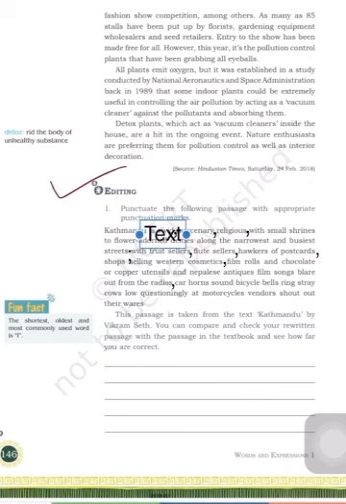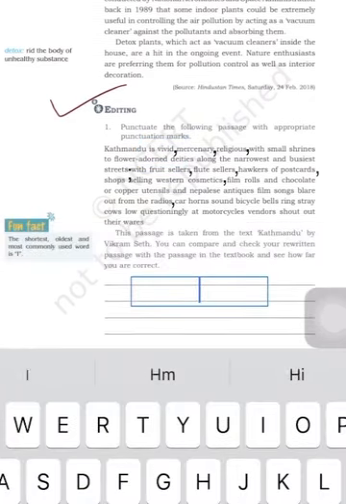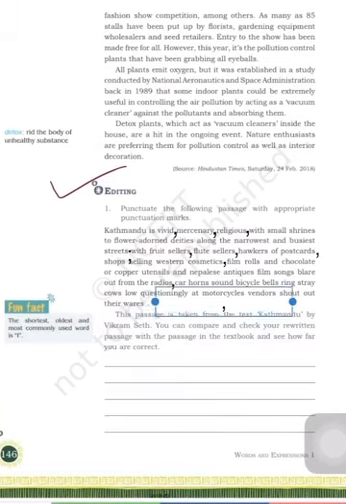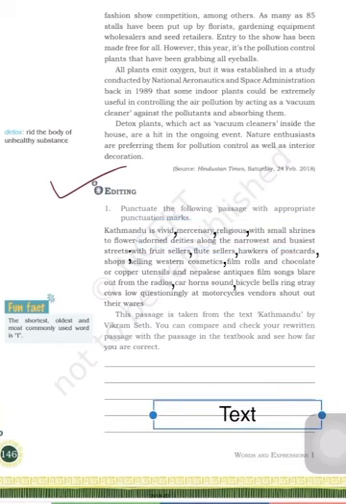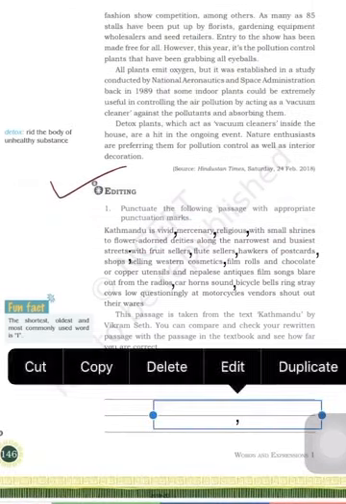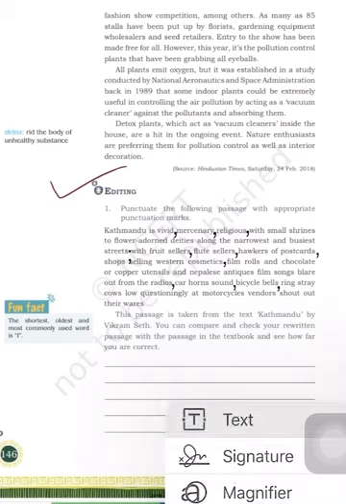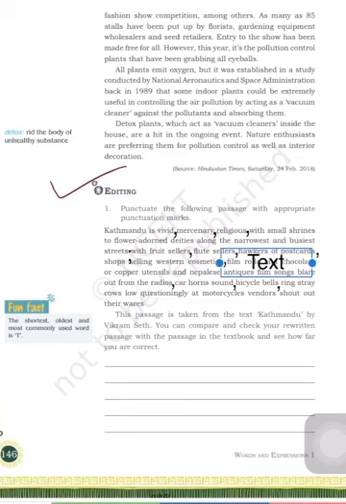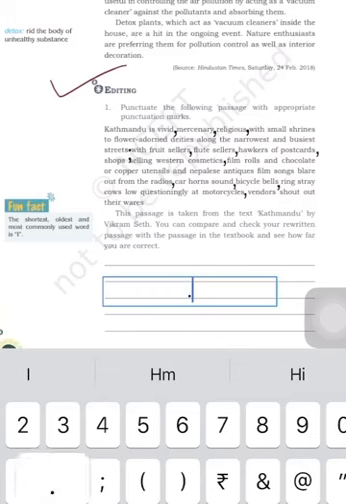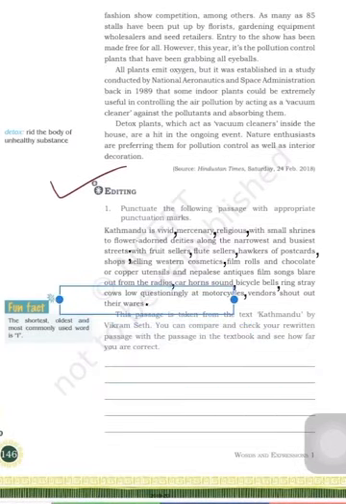Next, after car horn sound. Next punctuation mark we are going to add is after bicycle bells ring. The next punctuation mark is the last comma, which we are going to add after motorcycles. And the last punctuation mark, which is our full stop, we are going to add at the end, after their wares.